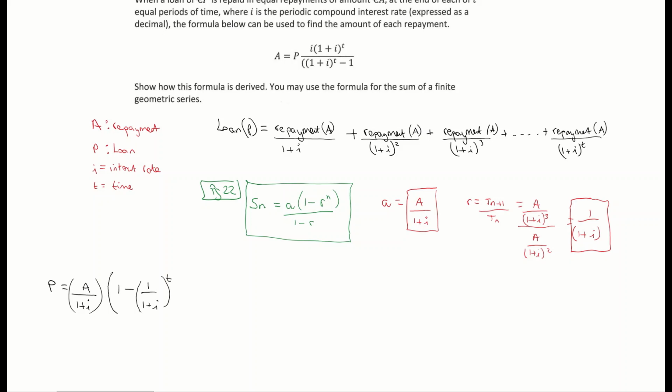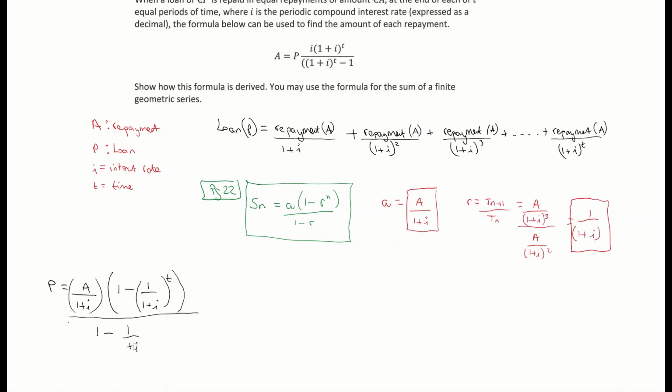Again, I'm just filling in exactly as per the formula, then I'm closing that bracket, and I'm dividing all of this by 1 minus 1 over 1 plus i. Okay, so that's our first step. I've basically just filled in my formula.